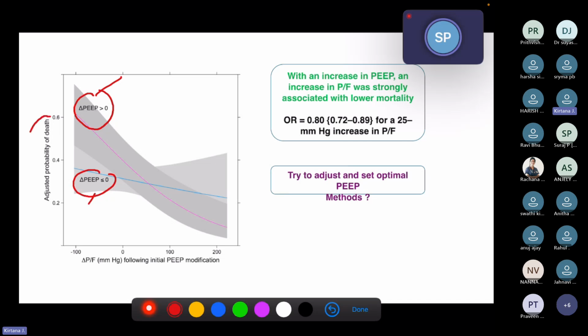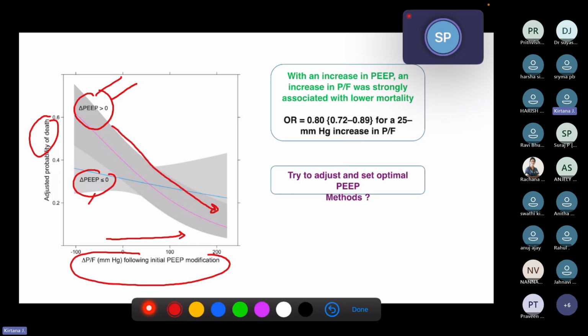They plotted the probability of death against the change in the PF ratio that happened after the PEEP was modified. If after the PEEP was increased, the patients had an increase in their PF ratio, then the mortality declined, and this was a significant decline. This means that if increasing your PEEP is leading to better oxygenation and better lung recruitment, then these patients will have a lower mortality compared to patients in whom you had not changed the PEEP. On the other hand, if the PEEP is lowered and the PF ratio increases, again the mortality is declining.